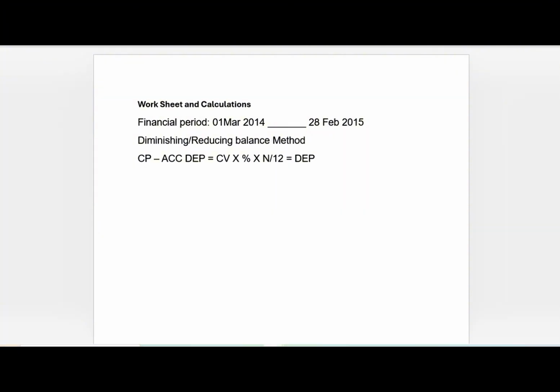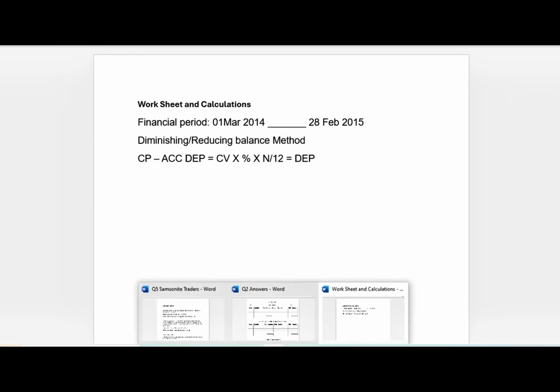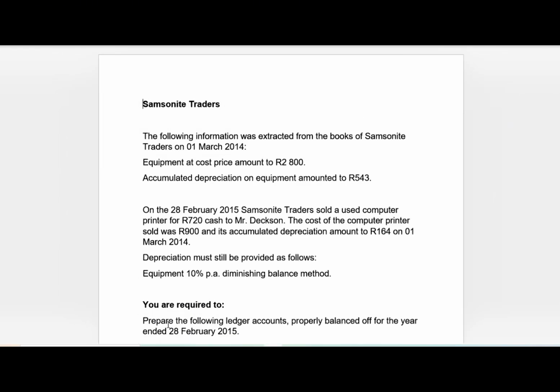Now, after this, when we come back here, we are just going to calculate the depreciation based on the asset that we have. The asset that we're dealing with here is equipment. Back to our question, number one that we need to do is prepare the equipment account before we calculate depreciation. We'll calculate depreciation when we are about to prepare the accumulated depreciation account and depreciation account. But for now, let's start by preparing our equipment account.